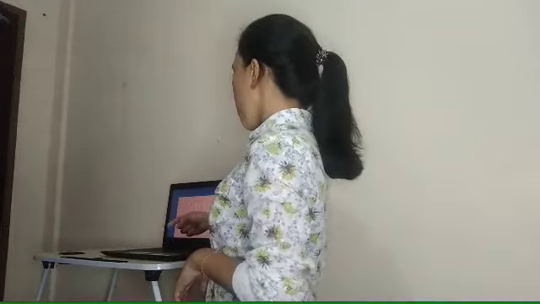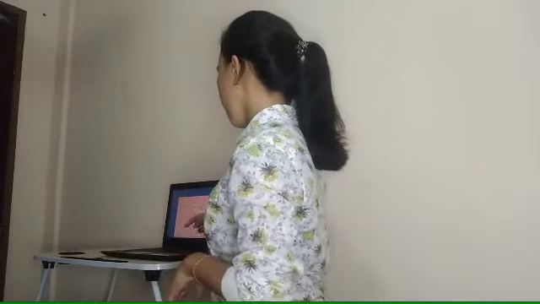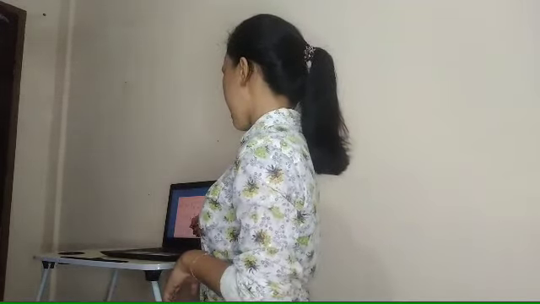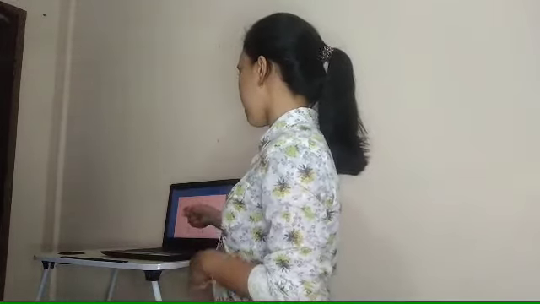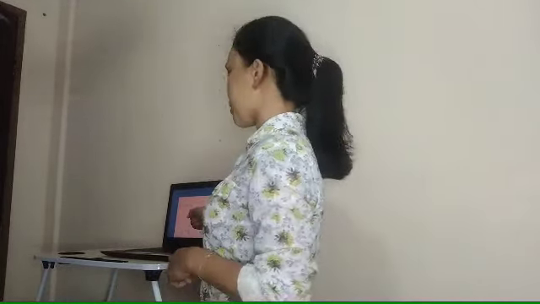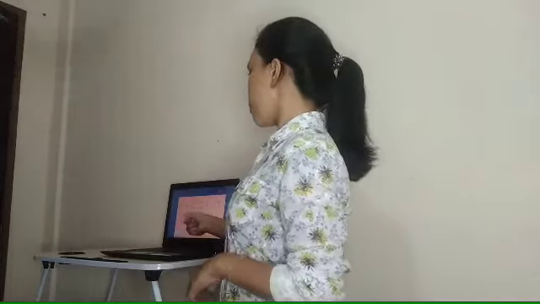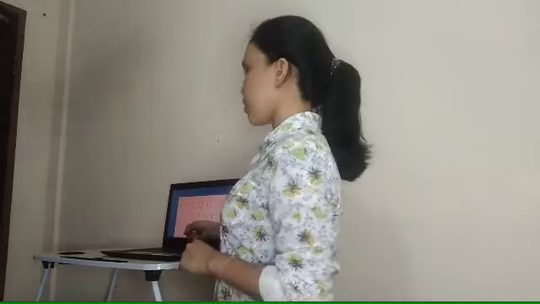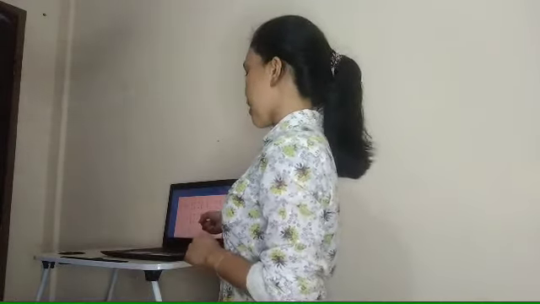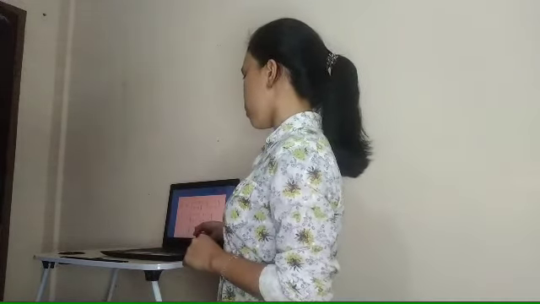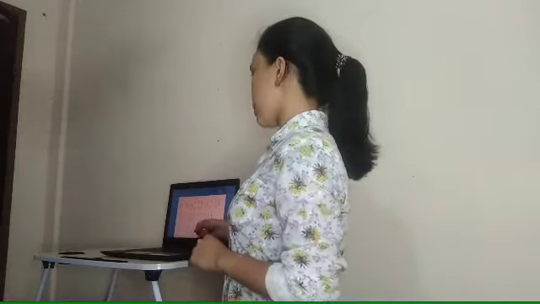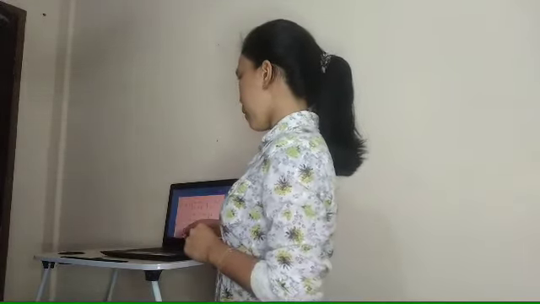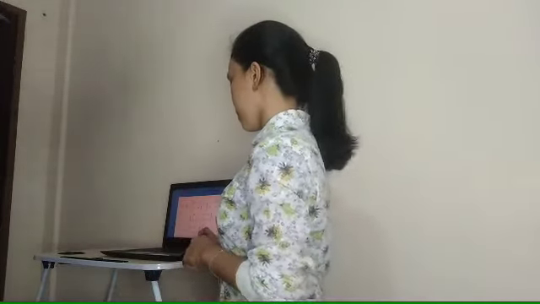So, we subtract 2 minus 5 and 0 minus 11, 8 minus 6, 9 minus 3. So, 2 minus 5 is equal to negative 3. 0 minus 11 is equal to negative 11. 8 minus 6 is equal to 2. 9 minus 3 is equal to 6. So, this is the difference of matrix C and D.